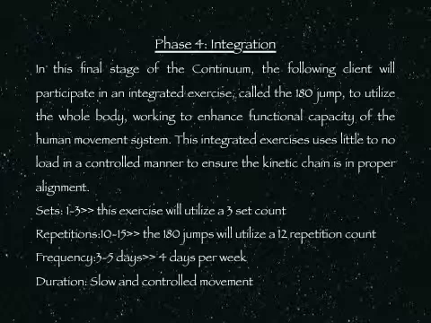This exercise will utilize a 3-set count. Repetitions of 10 to 15 are normally applied. The 180 jumps will utilize a 12 repetition count. Normally, a frequency of 3 to 5 times per week is applied. In the proposed program, 4 days per week is used, and the duration of the movement should be slow and controlled.